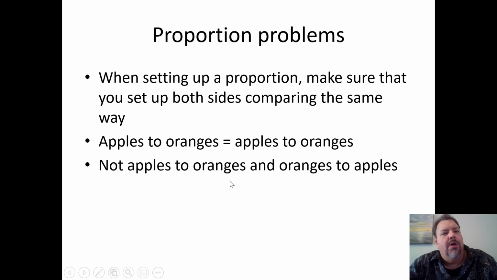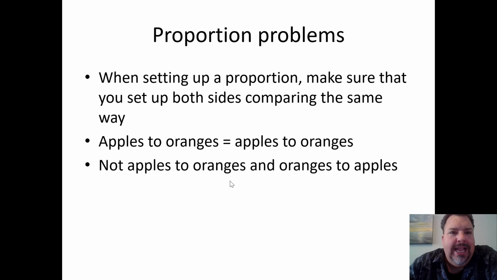Okay. The next thing I want to go over is how to set up proportions. And we already said what proportions are. They're where we have two ratios or two rates equal to each other. And you know that we have to set them, when we're solving them, to cross multiply and divide. Now we're going to practice setting them up.